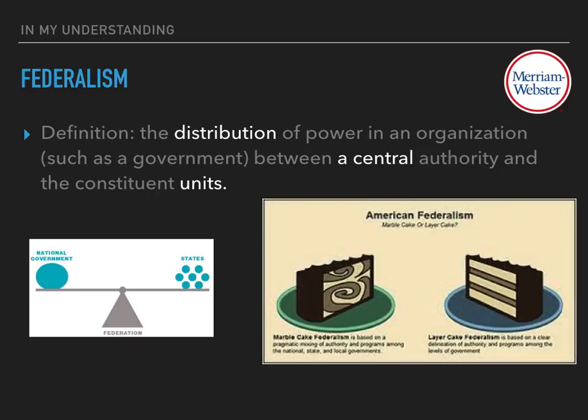In the marble cake, it's implied in the system that roles and responsibilities are intermixed in a variety of patterns, like vertically, horizontally, diagonally, where we see each different level of government working together through the federal government, the state government, and then the actual city government or society that they're trying to put the legislation in.